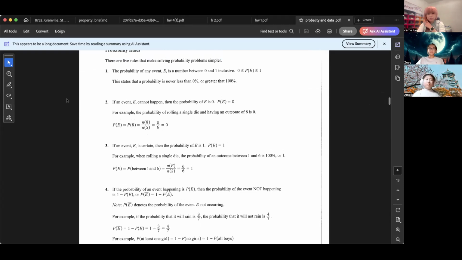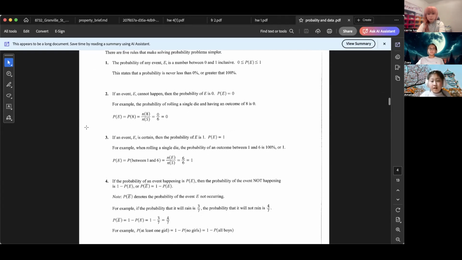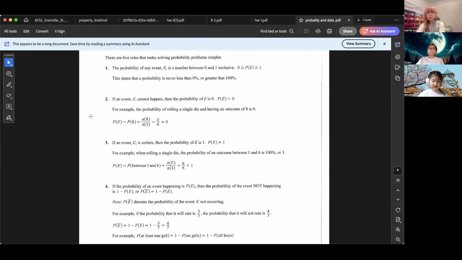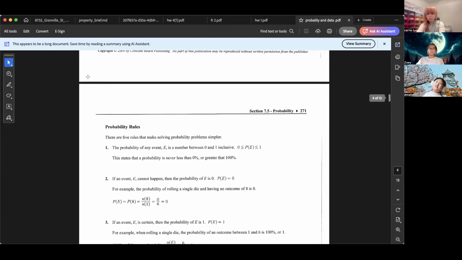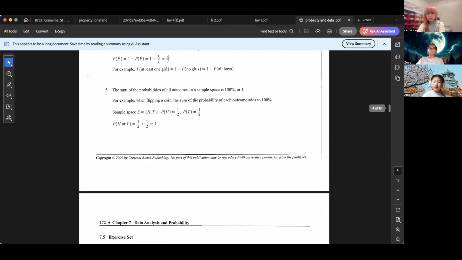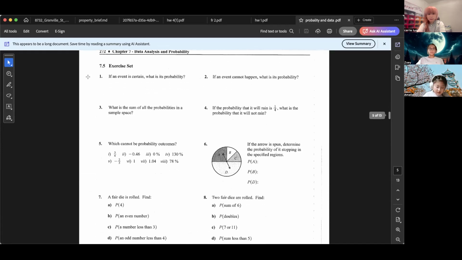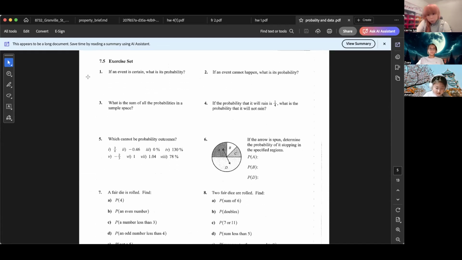Okay, so let's take a look at this one. There are 5 rules that make solving probability problems simpler. Can I take notes? You don't really need to. I will send it to you for this one. Okay, then you don't have to copy it down. Let's just take a look at the exercise set. There are 4 questions. When you finish, please let me know, because sometimes I'm waiting for you and I don't know if you're finished or not. Yes. 4 questions. Okay.